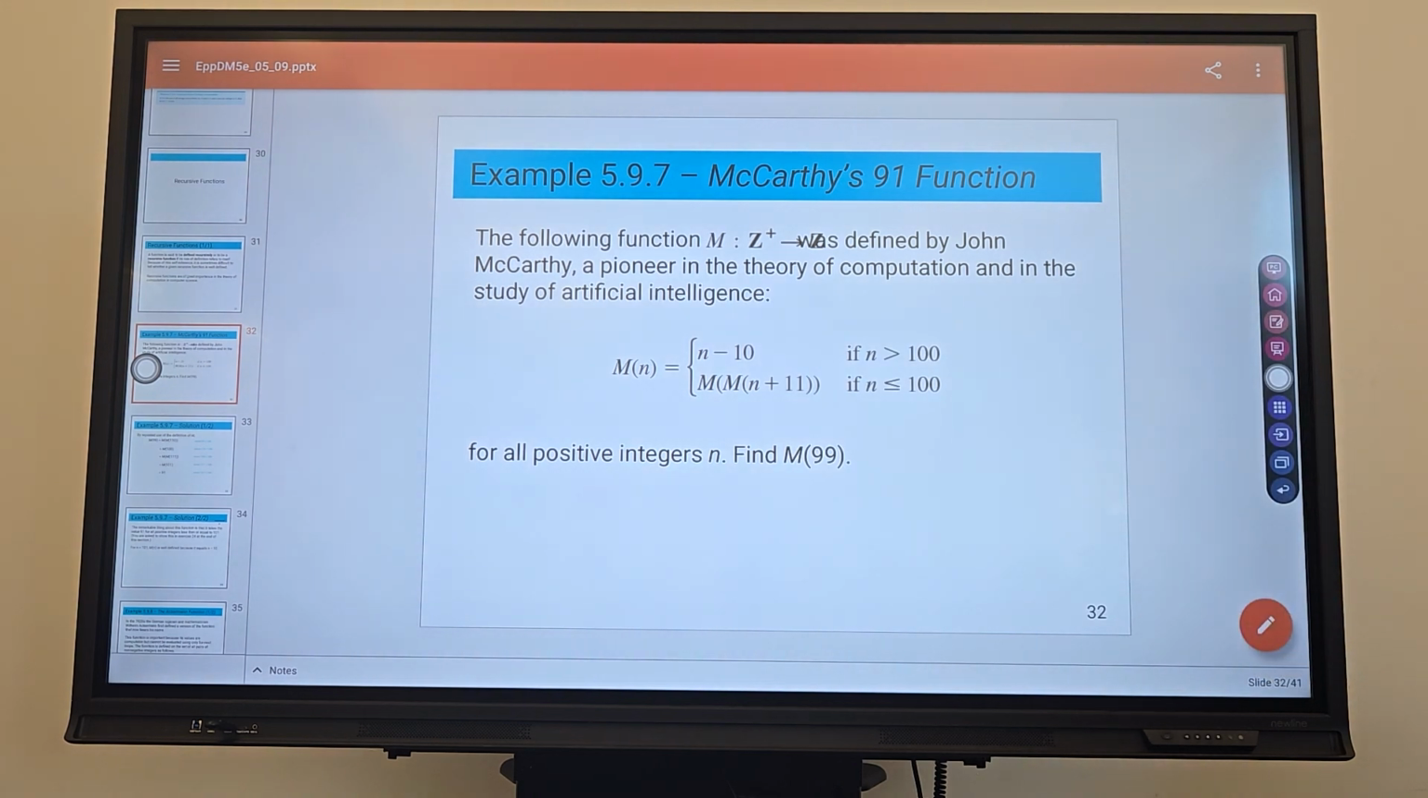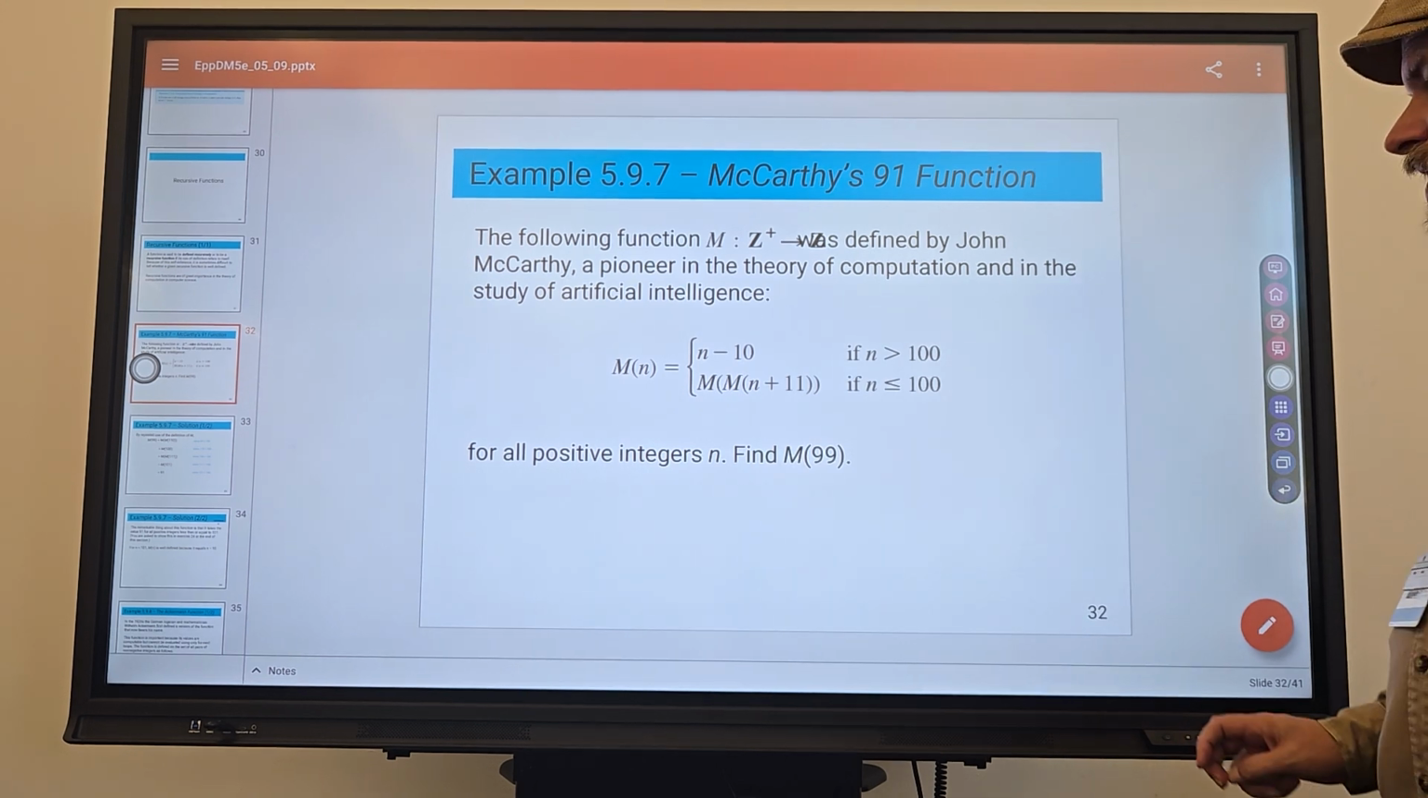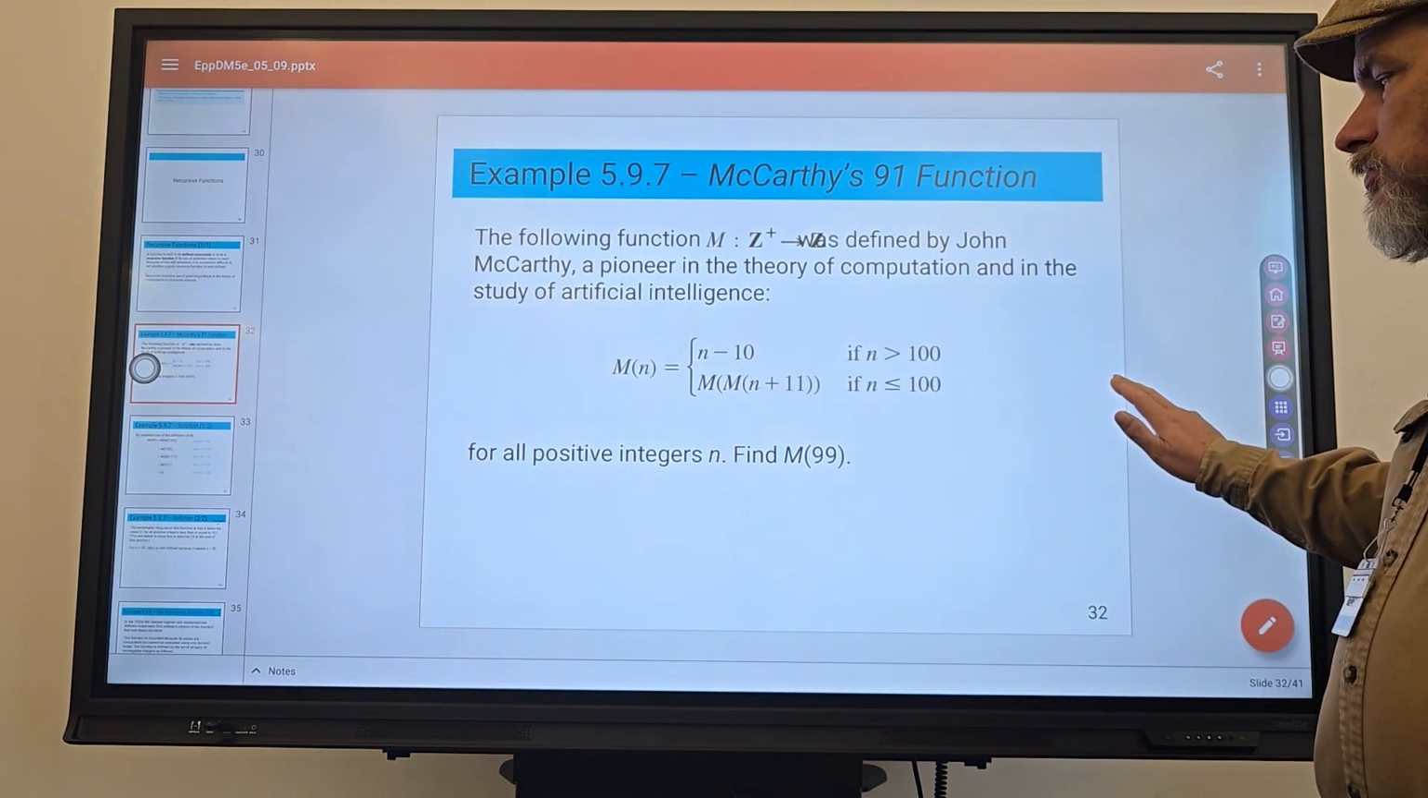The following function M from the positive integers was defined by John McCarthy, a pioneer of the theory of computation and apparently in the study of artificial intelligence as well. M of n is defined as n minus 10 if n is greater than 100, and M of n is equal to M of M of n plus 11 if n is less than or equal to 100, for all positive integers n. Find M of 99.